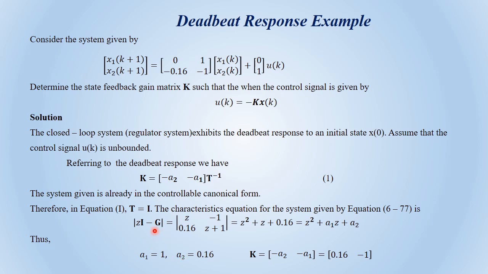This is the actual characteristic equation, and from here we get K is equal to minus a2 minus a1, that is 0.16 and minus 1. So if we use this gain matrix K, we will get the deadbeat response.